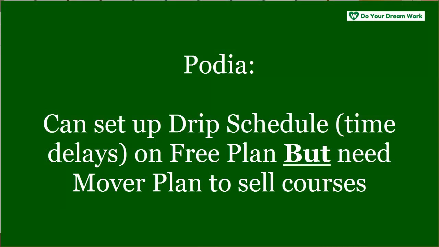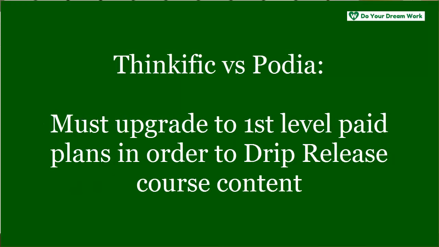But as I've mentioned in part 1 of this comparison, in order to actually sell a course, even just one course, you do need to upgrade to the first level paid plan, the mover plan in Podia. So for the drip release feature to be activated and actually deployed for both platforms, you do need to upgrade to their respective first level paid plans. That's the basic plan for Thinkific and the mover plan for Podia.